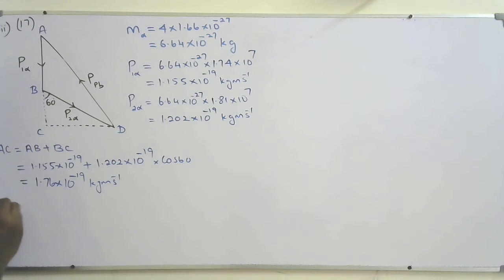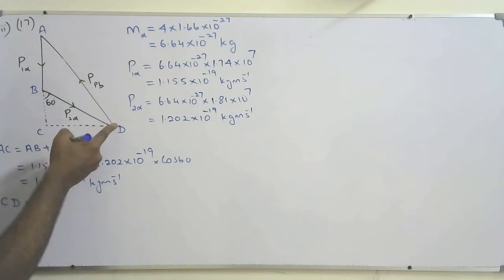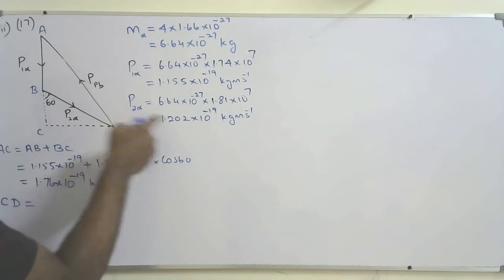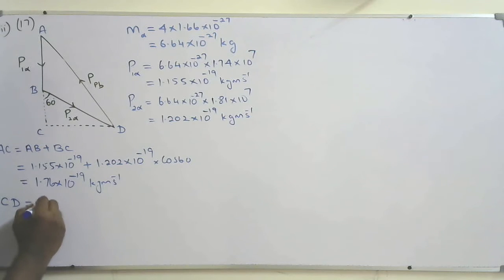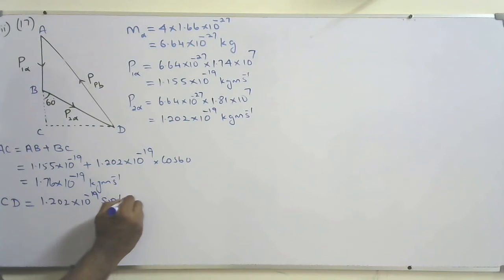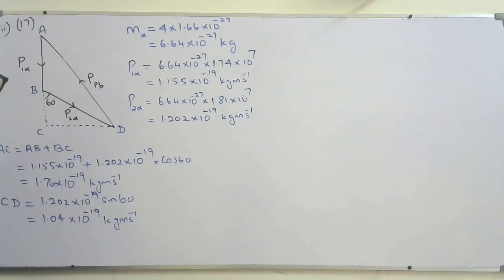In the same way, find the CD. The length CD is equal to P2 alpha sine 60. BD is the length for the second alpha particle, that is 1.202 × 10^-19 times sine 60. So that will be 1.04 × 10^-19 kilogram meter per second.